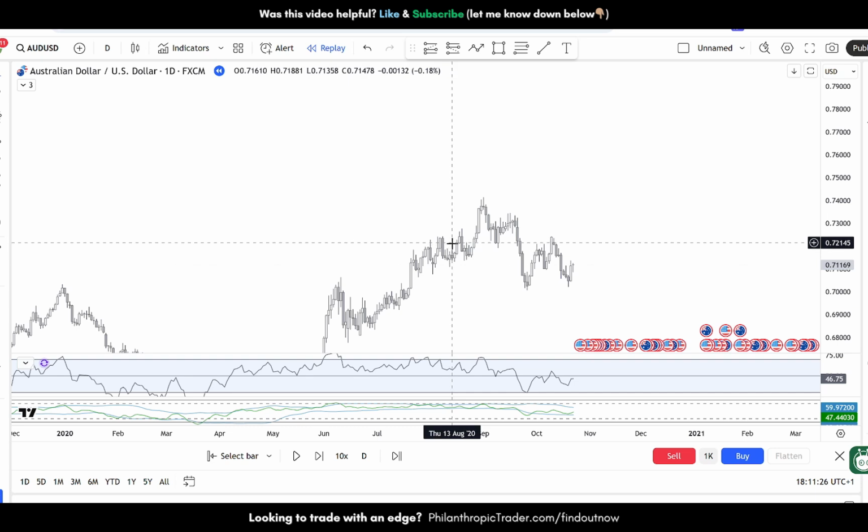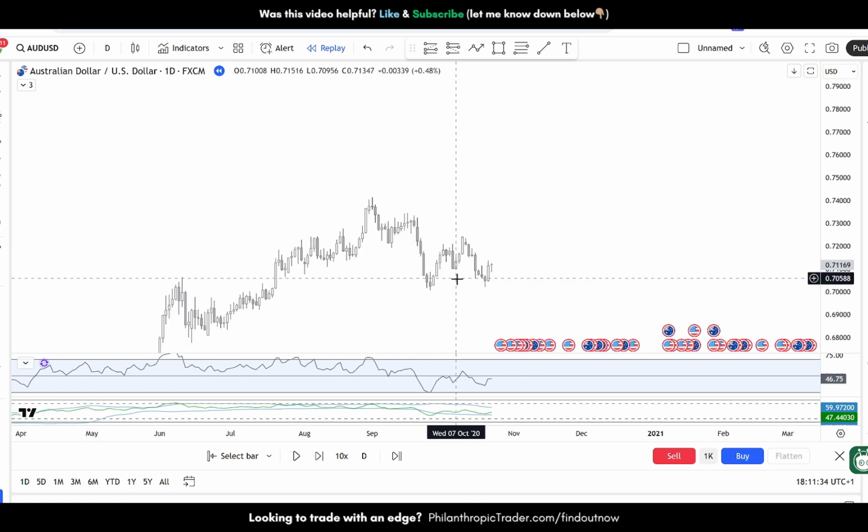So in this video, I'll be going over how to use the measure tool for pips and risk reward ratio trades in TradingView. Okay, so this is TradingView.